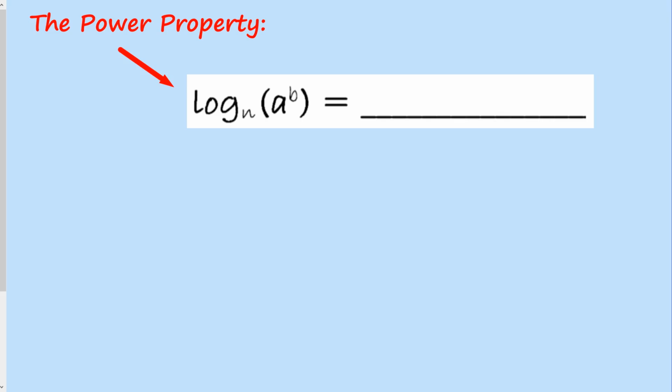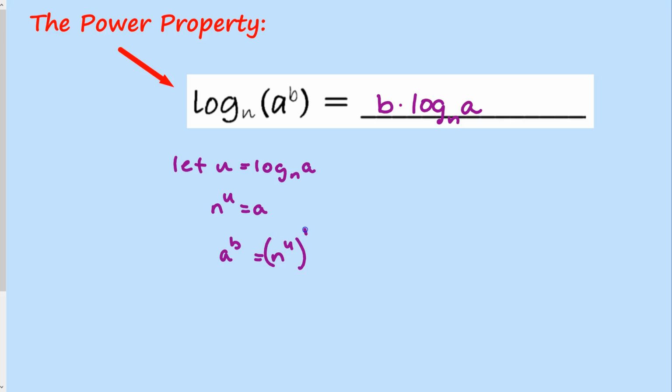The third property was the power property. So if you use this letter combination, log base n of a to the b is equal to b times log base n of a. So let's prove that. Suppose I let u equal log base n of a. Then rearranging, n to the u power equals a. And what if I wanted a to the b power? That would be the same as n to the u to the b power. And using your exponent properties, power to a power you multiply. So that's the same thing as n to the u times b power.